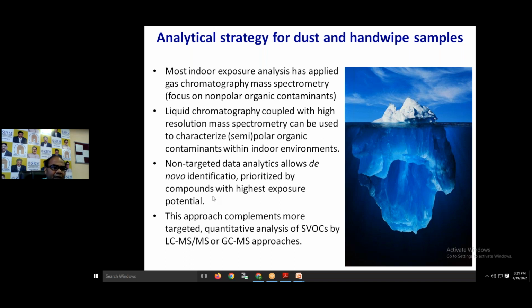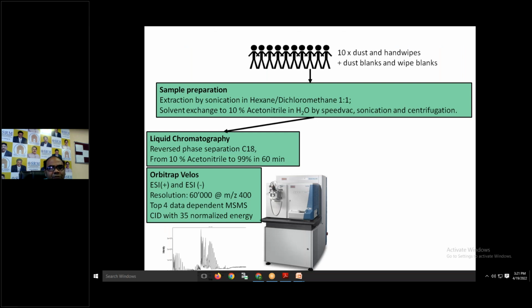Non-targeted data we use for de novo identifications, and sometimes we use an approach that complements both targeted quantitative analysis by LCMS and GCMS. So generally these two techniques are used to know the presence of the exposomics. For this we use different types of analytical strategies.